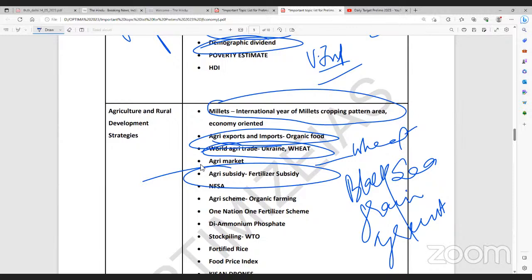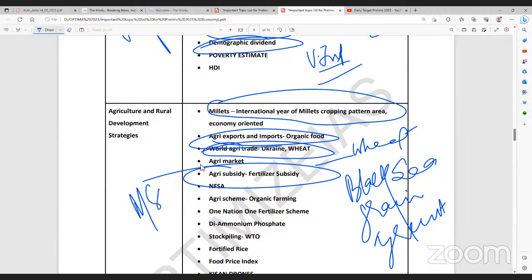See, someone is saying fortified rice. Fortified rice will come in the science section, not in economics. We are discussing the agriculture topics from the agriculture section.